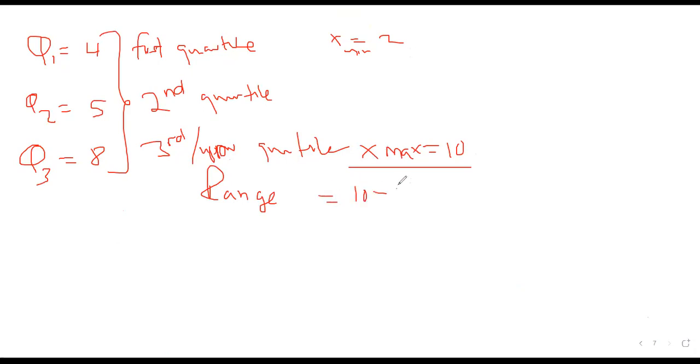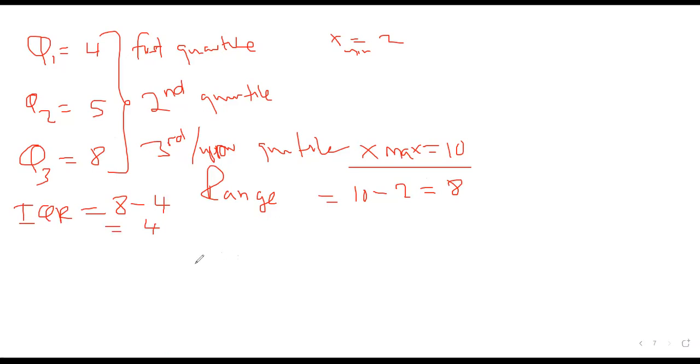But the difference between the quartiles is called the interquartile range. So 8 minus 4 is called the interquartile range. All of them are ranges, but this one is called the interquartile range because it has to do with the quartiles. So we have a 4 there.